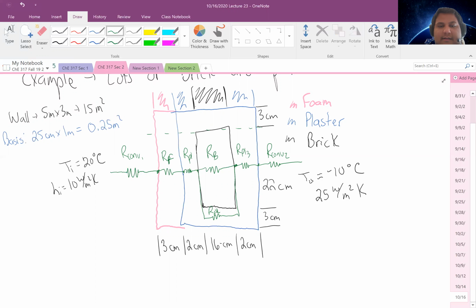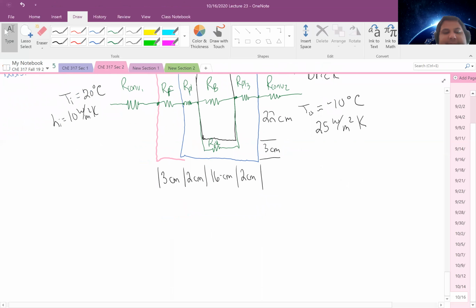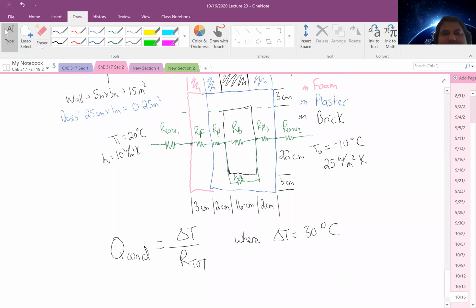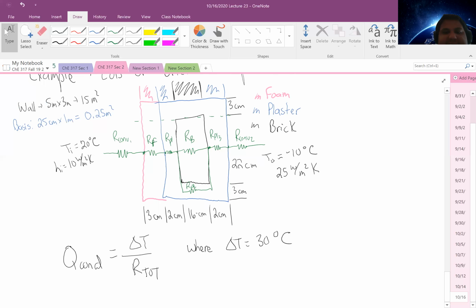So with that in mind, in order to find the heat transfer through this wall, I simply need to identify each of these resistances to get my total thermal resistance, and then take my temperature gradient over that total resistance. Or once again, Q conduction is simply equal to delta T over R total, where delta T is 20 minus negative 10, or 30 degrees Celsius. Let's go through these one at a time and find each of these thermal resistances.